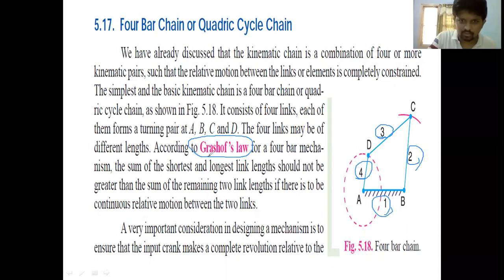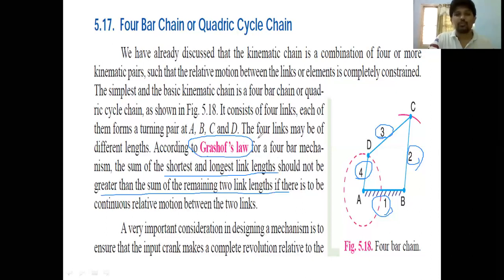What is this Grashof's law? You have four links there, right? One of them will be the shortest and one will be the longest. Add those two. The sum of the shortest and the longest length should be greater than the sum of the remaining two links. That is, if we add the shortest and longest of the four links, the value should be greater than the sum of the remaining two links. That is what we call Grashof's law.